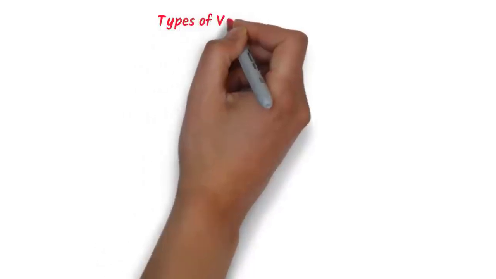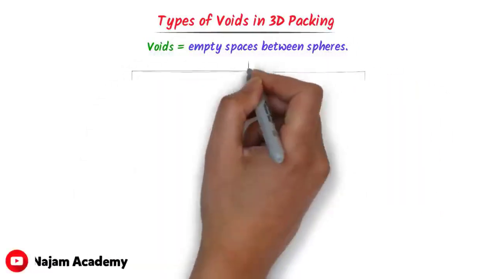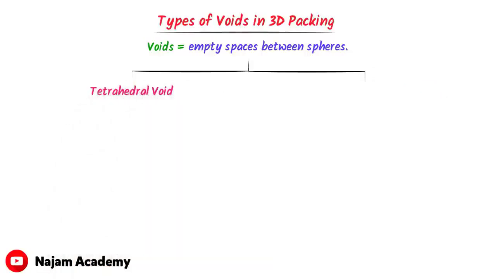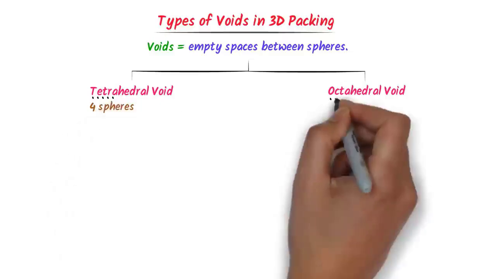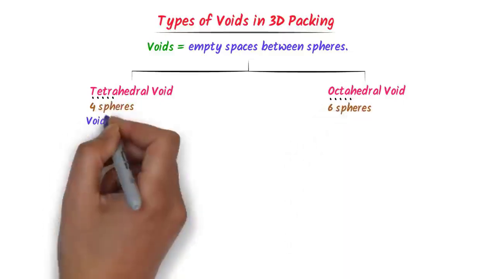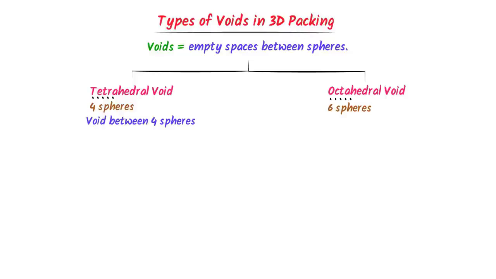Finally, let me teach you types of voids in close-packed 3D packing. Well, voids are empty spaces present between spheres. There are 2 main types of voids: tetrahedral void and octahedral void. The word tetra stands for 4 spheres and the word octa stands for 6 spheres. Now the void formed among 4 spheres is called a tetrahedral void. For example, consider this. Here, these 3 spheres are present in the bottom layer while this 1 sphere is present in the top layer.